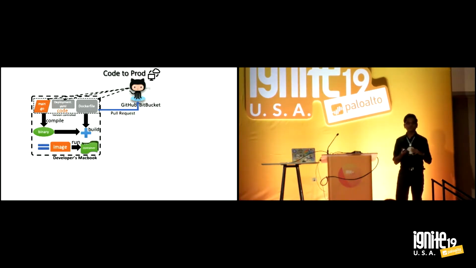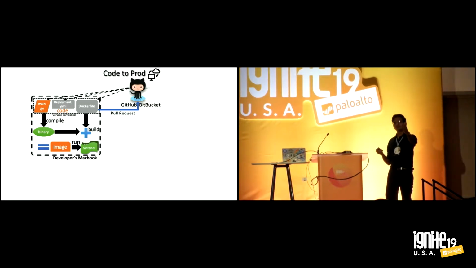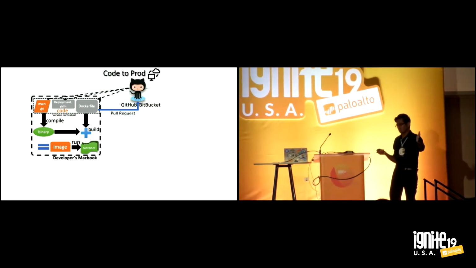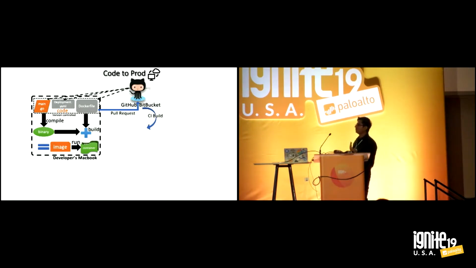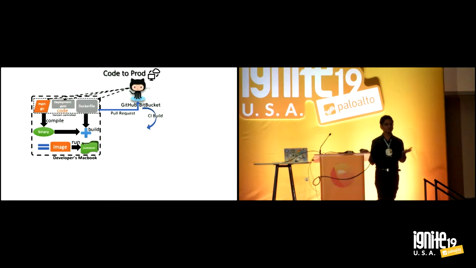So your developer thinks everything looks fine in my environment, so I'm going to create a pull request to submit those changes back to the master code branch. When you submit a pull request, it kicks off a CI build.